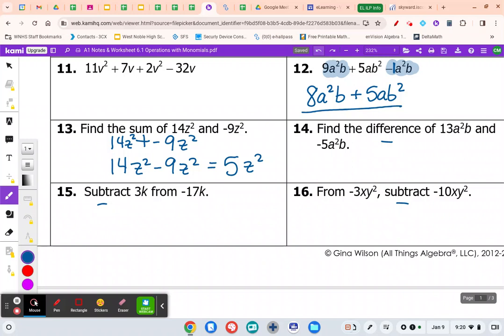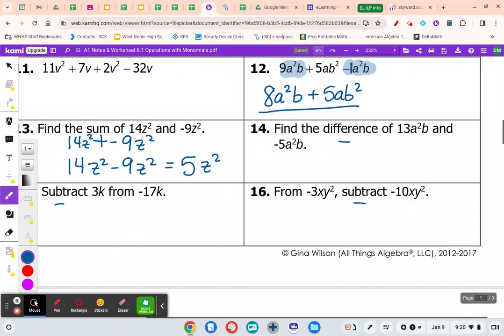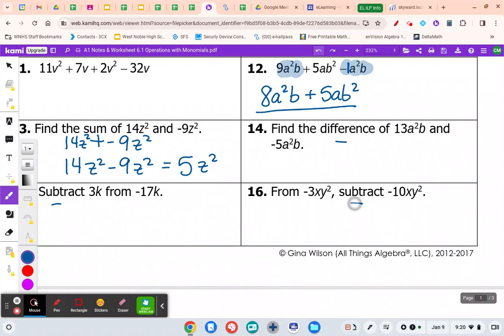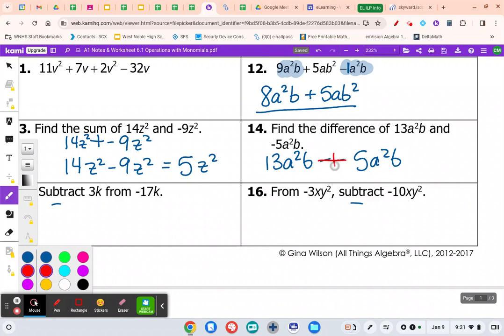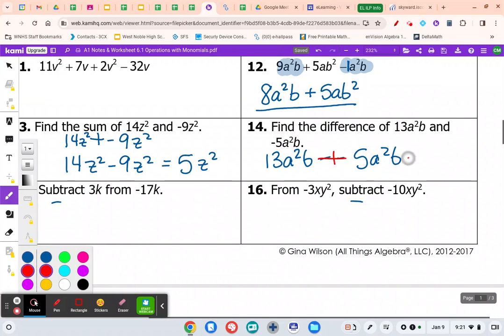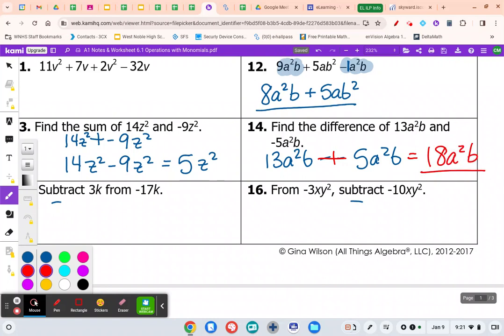And then if we do the difference, find the difference of 13a squared b and negative 5a squared b. They are alike. A squared b is the same. Those won't change. But when we write this out, we have 13a squared b minus negative 5a squared b. The minus and negative, guys, will become a positive. That's just a rule in math. So you end up adding these, even though that's not what it asked us to do, okay? So you have to really pay attention to how the problem's worded and set it up accordingly. So you end up with 18a squared b.